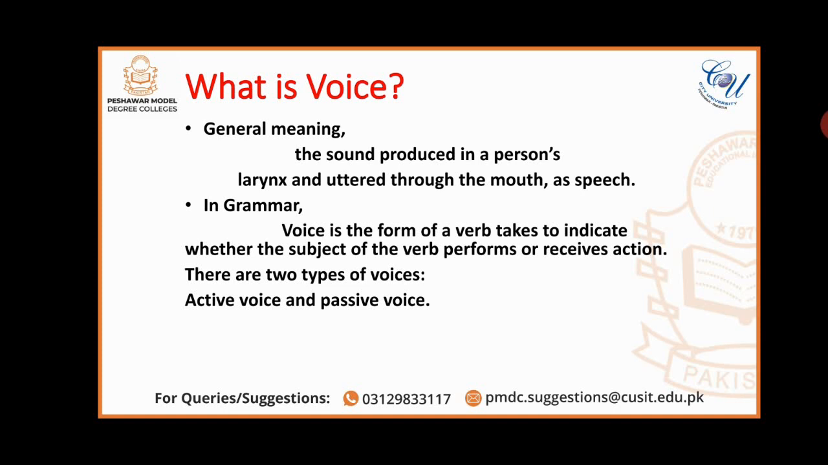So, what is voice from a grammar point of view? In English grammar, we have two types of voices: active voice and passive voice. These voices determine whether the subject is the actor of an action or the receiver of an action. If it is the receiver of an action, we say that it is passive voice. And if it is the performer of an action, we say that it is active voice. Voice is the form a verb takes to indicate whether the subject of the verb performs or receives the action. There are two types of voices: active voice and passive voice.